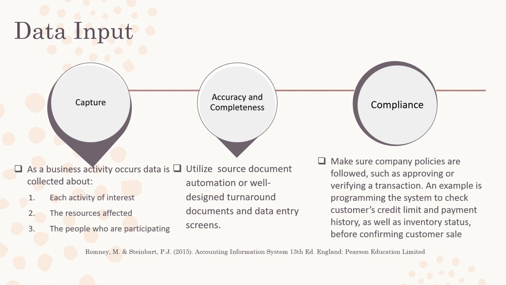Again, this data that is encoded or inputted in our data processing cycle must comply with the policies of the company, say approving or verifying the transaction. So an example here is programming the system to check the customer credit limit and payment history, as well as inventory status before confirming customer sale.